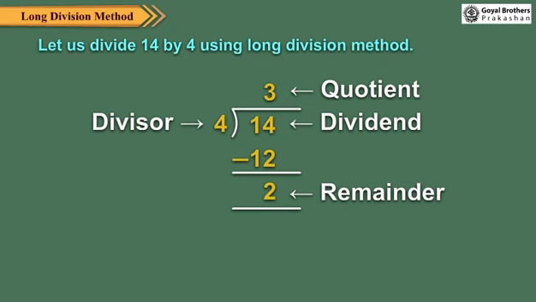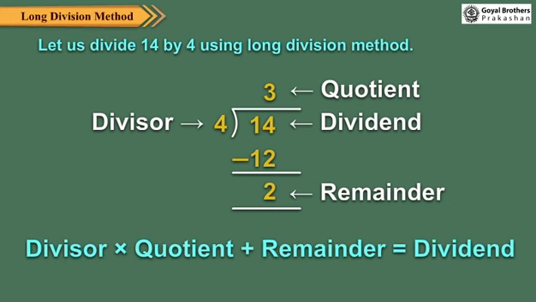Children, you know you can also check if your division is correct or not. How? I will tell you. For this, we multiply the divisor and the quotient. We add the product so obtained to the remainder. If the answer is the dividend, then the division is correct.